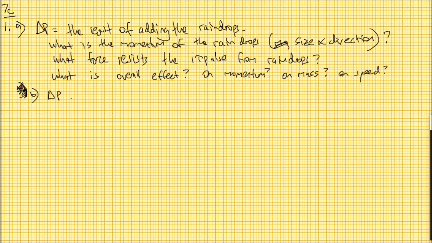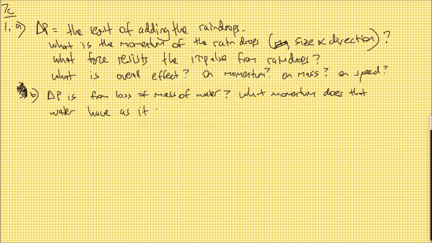So part B, what's happening when the water falls out of the wagon? What momentum does that water have as it falls out, and therefore what is happening to the momentum of the wagon? What is happening to the mass of the wagon, and therefore what is happening to the speed of the wagon, if anything? And particularly think about how the water that is falling is moving after it leaves the wagon. That's going to be your core way of thinking this through.